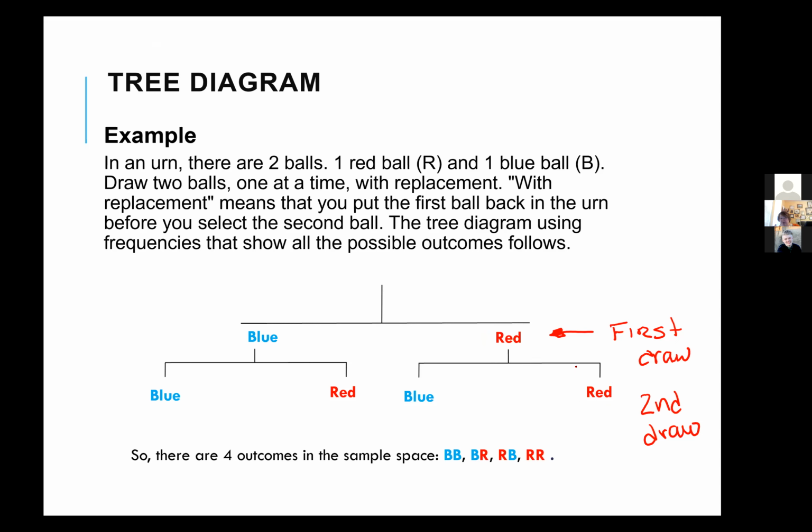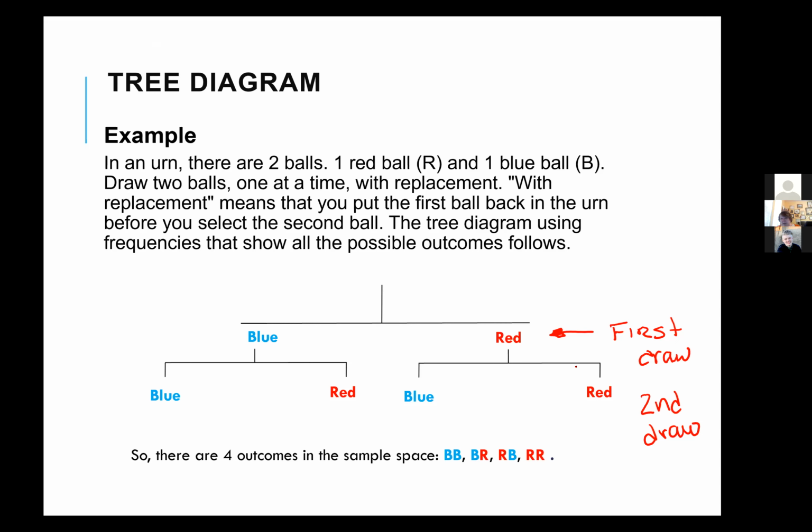So the first branch in your tree is your first set of outcomes. And in our case, our first set of outcomes is I could get a blue ball or a red ball. The second set of outcomes is the second branch. And in the second set of outcomes, we could get blue or red, no matter what the first outcome is. So the second branch, we get blue or we get red, we get blue or we get red. So this tree diagram illustrates all the possible outcomes.